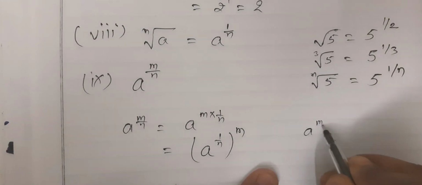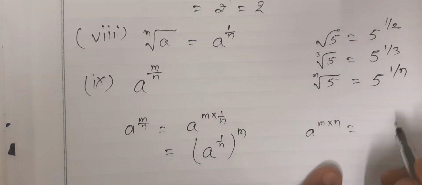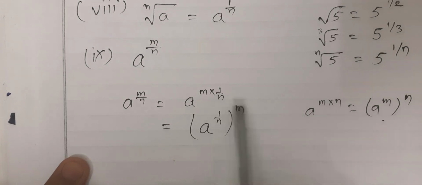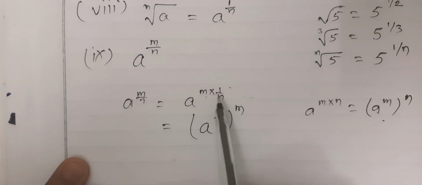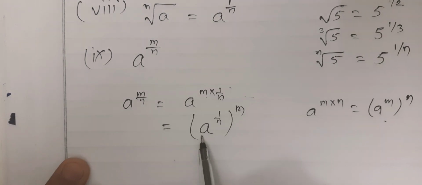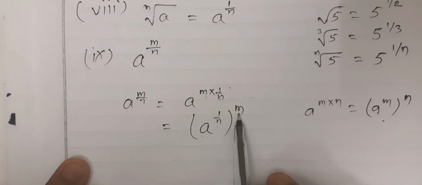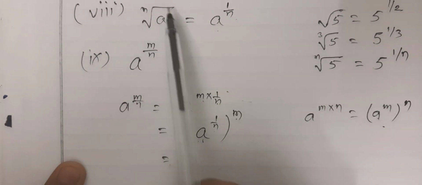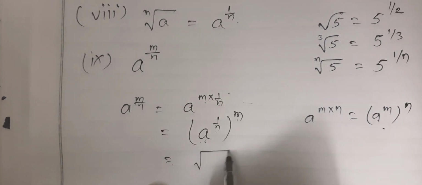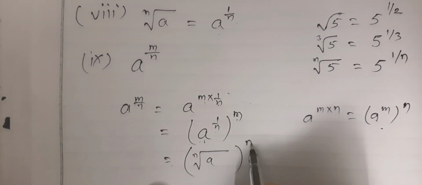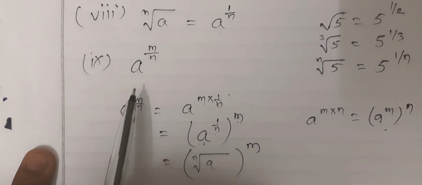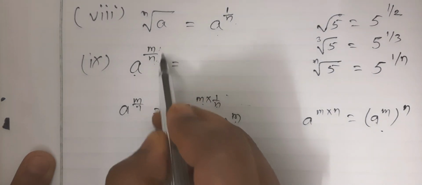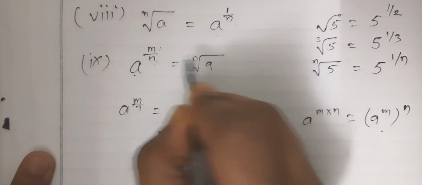We know that a raised to the power m multiplied by n is nothing but a raised to the power mn. So we'll use this result here. a raised to the power m multiplied by 1 by n can also be written as a raised to the power 1 by n whole power m. And just now we have seen that a raised to the power 1 by n is the nth root of a. It means this can also be written as nth root of a whole power m. So whenever you find a raised to the power m by n, this can be written as, for this 1 by n, we'll get nth root and power m.